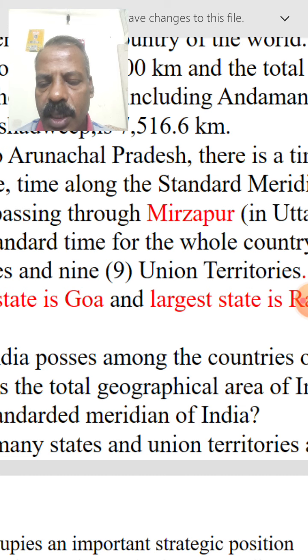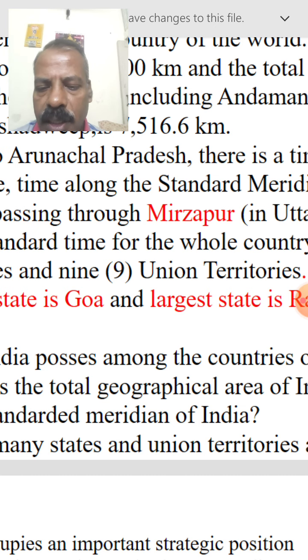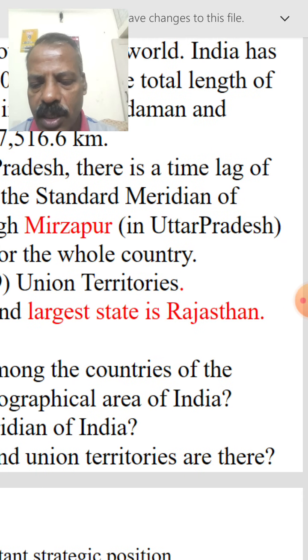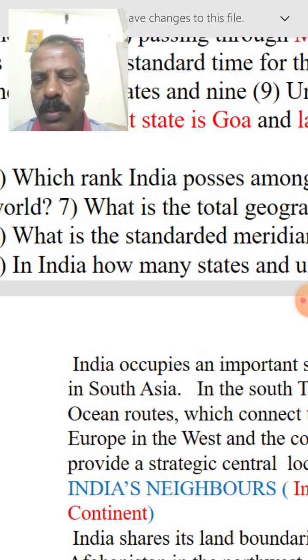In India, there are 29 states and 9 union territories. The smallest state is Goa, and the largest state in India at present is Rajasthan. So this is one of the main important points here.